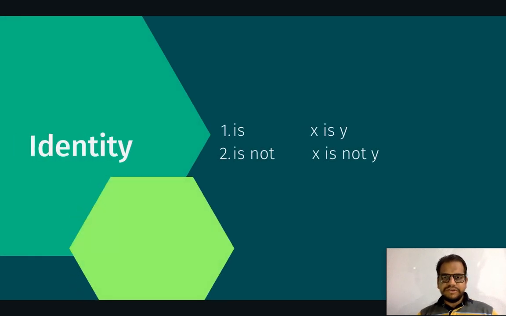Identity operators: is, is not. We will see this part in a practical way because this is about objects. If similar objects match, then it works with is. If it does not match, then it works with is not. We will explain this while doing the practice in coding.